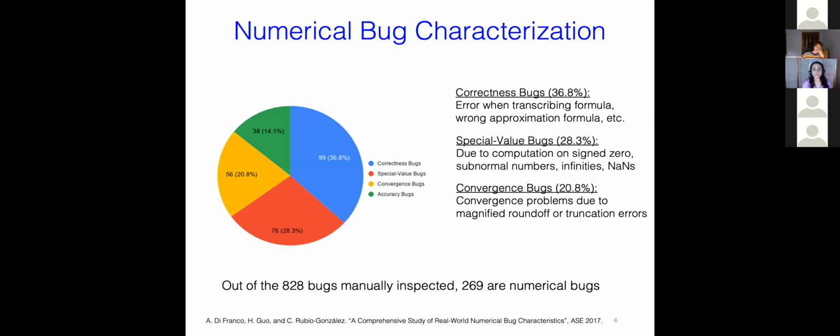Then we found convergence bugs. These are bugs where an iterative or series approximation diverges or converges too slowly due to numerical errors. And finally, there were accuracy bugs. These are bugs whose root cause is precision loss due to rounding or truncation. So that was the main findings.